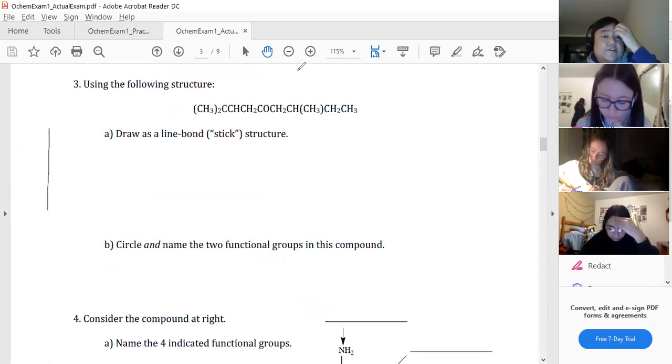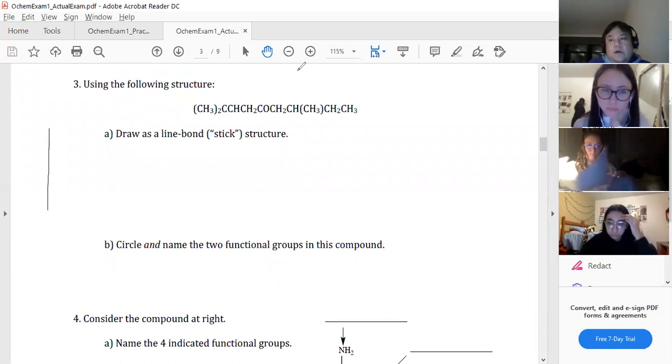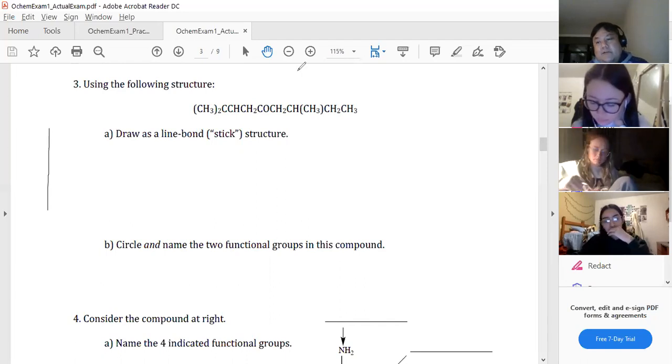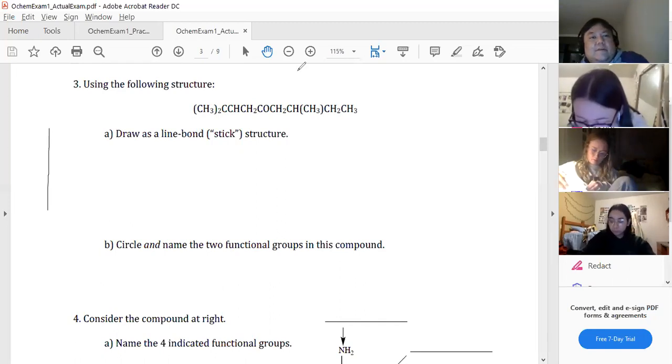Using the following structure, draw a line bond stick structure. So draw your chain. We have about 3 minutes left on this time thing. So when we're done, we'll pop out, take a 2-minute break with this one, and then we'll come back. I'll open the thing, we'll start again. So go and do this one. I think we can get through this.